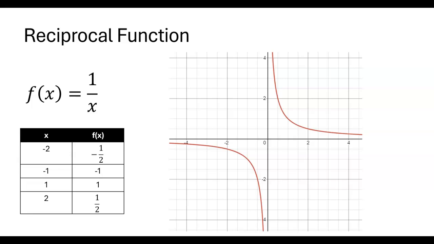You'll notice 0 is missing from the table because if I plug in 0 for x, that's the denominator. We can't divide by 0. That does not work. So you'll notice that our graph never touches x equals 0, and we can't put 0 in for x, so it never touches y equals 0 as well. And those are the basics of the parent functions for the most common functions.